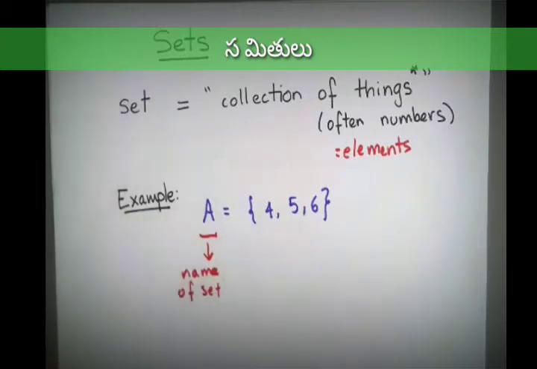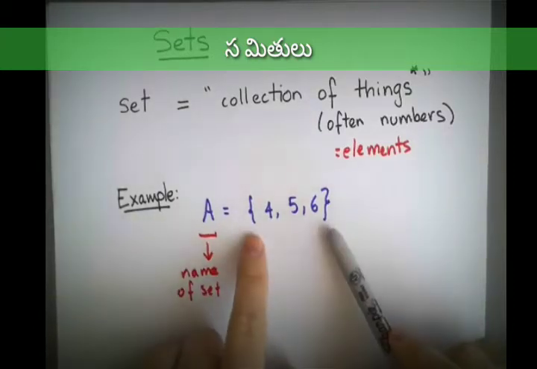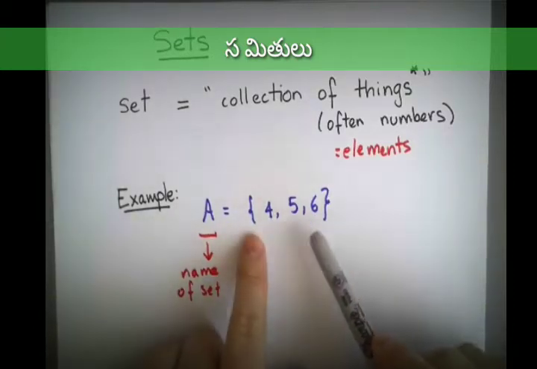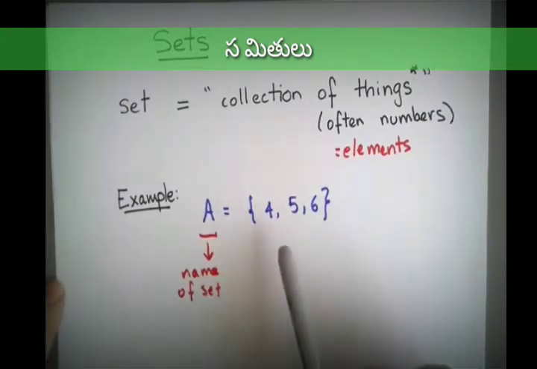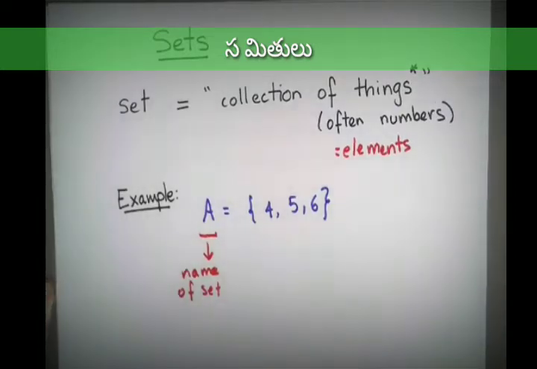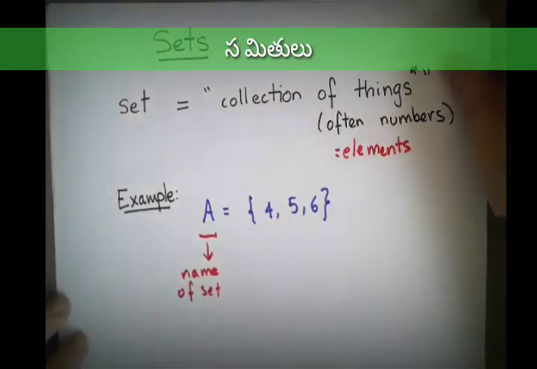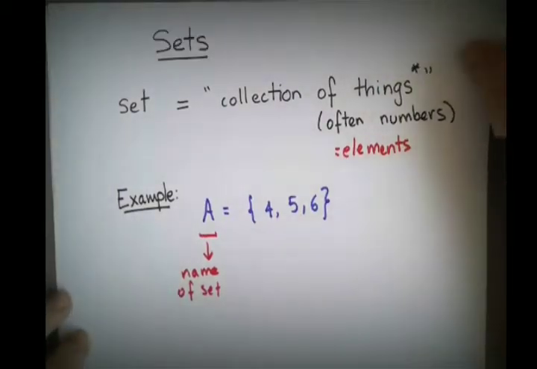Now take A equal to {4, 5, 6}. So A is a set. Here 4, 5, 6 are elements. A equal to {4, 5, 6}. 4 is one element, and 5 and 6 are other elements.